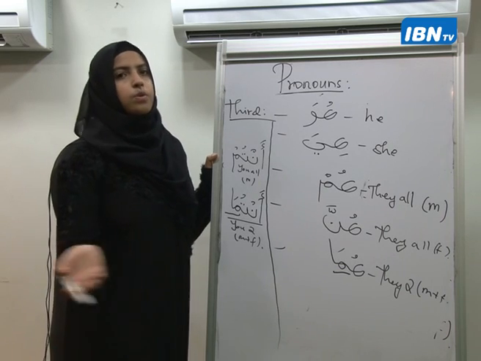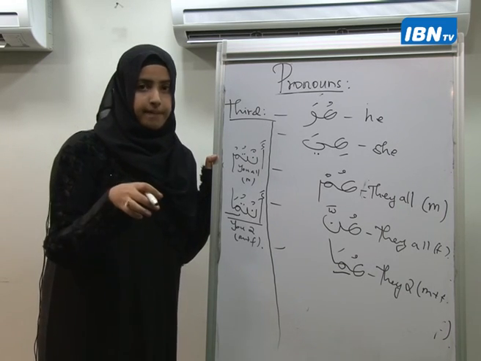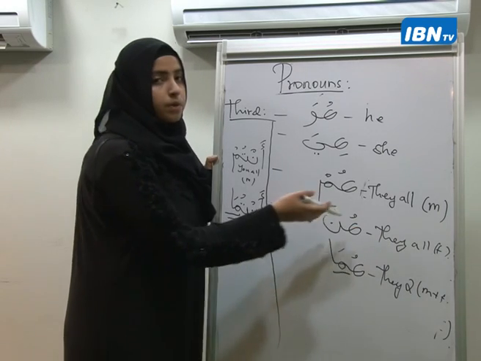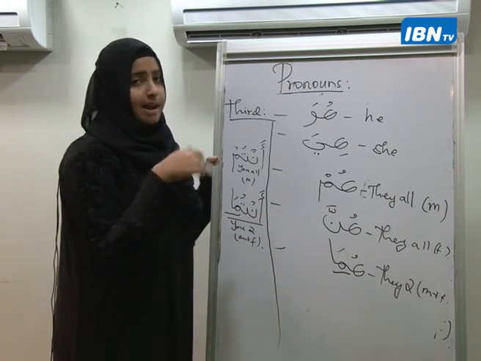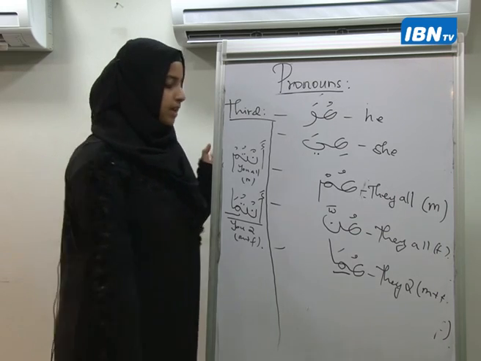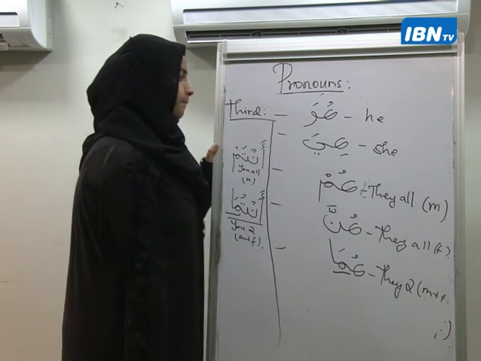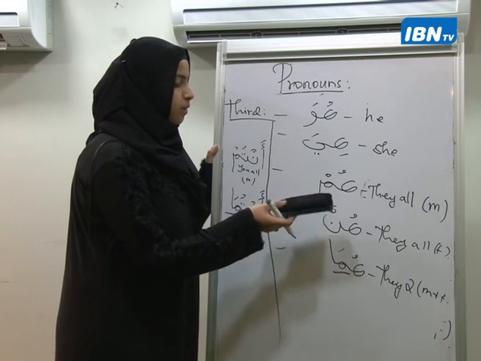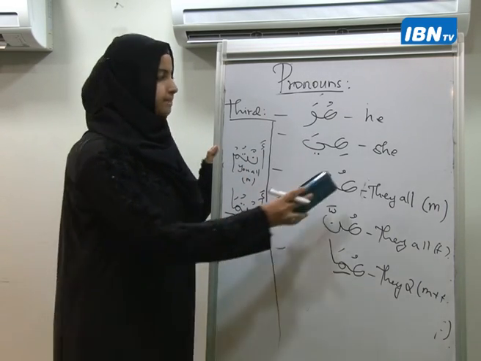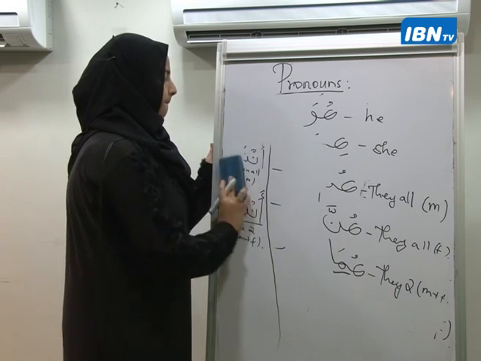Then I had said you all female, antunna, and they all female, hunna, right? So there's a bit of a similarity in the last letter, okay? So that makes it easier for you to remember. Okay, so here, huwa, here, hum, hunna, and huma.